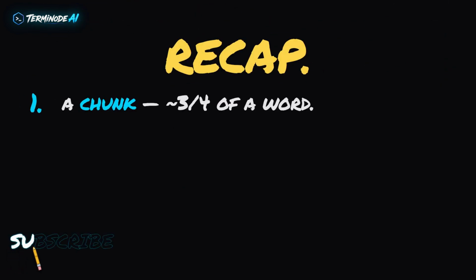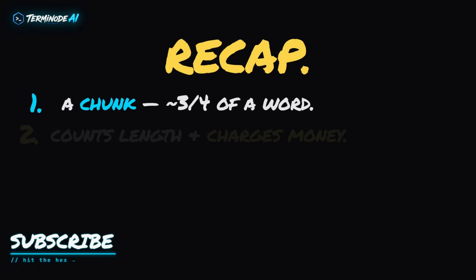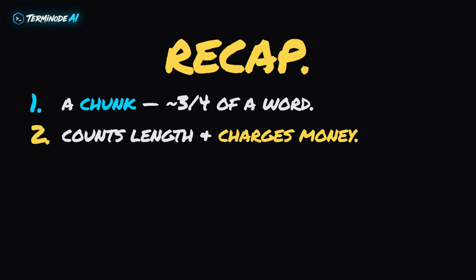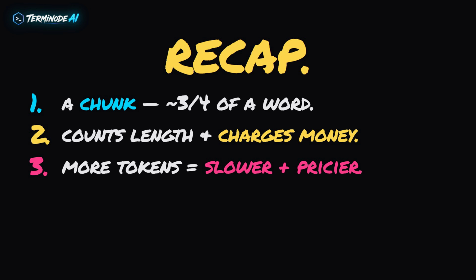Recap: 1. A token is a chunk of text, roughly 3/4 of a word. 2. AI reads, counts length, and charges per token. 3. More tokens means slower and more expensive. 4. Master tokens to save money and get faster answers. That is what a token is.